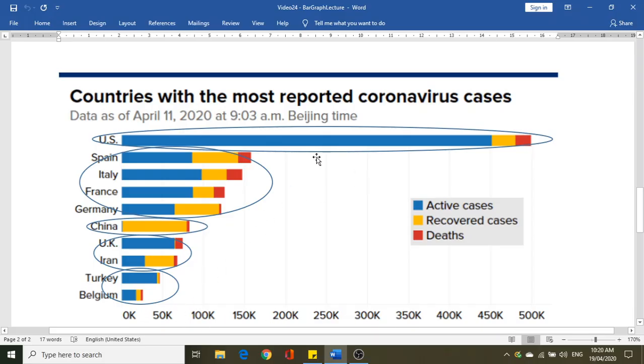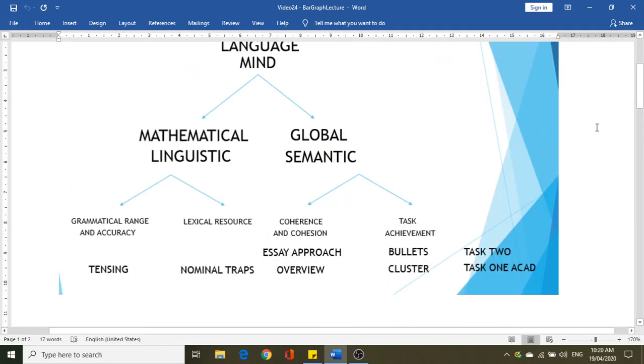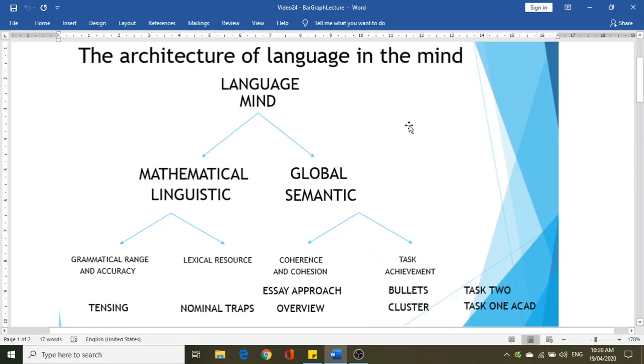Okay, so you can see from this bar graph that the ability to read data, to cluster them, to spot the overview is really a very relevant skill, especially in this time of the coronavirus pandemic. Okay, everyone, so don't forget the architecture of language in the mind. I'll see you next video, video number 26, wherein I will go straight away and just type the essay.